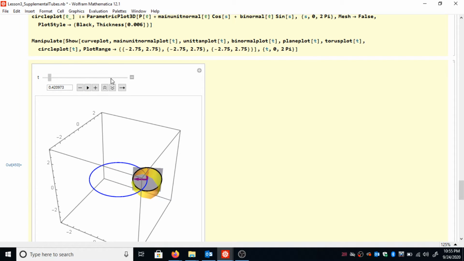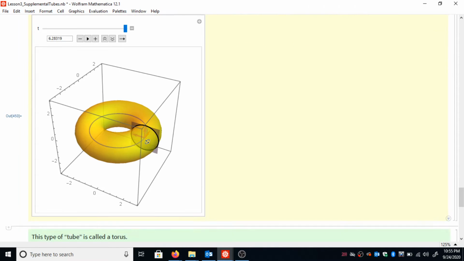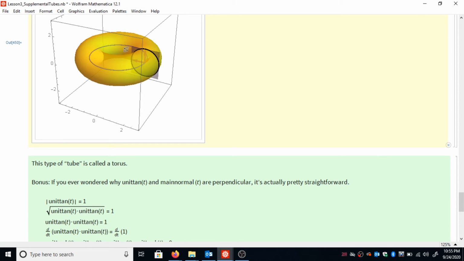Anyway, this tube actually has a name. It's called a torus. There's a lot of interesting uses of tori in higher level mathematics. So kind of cool that you get to use one in this course.